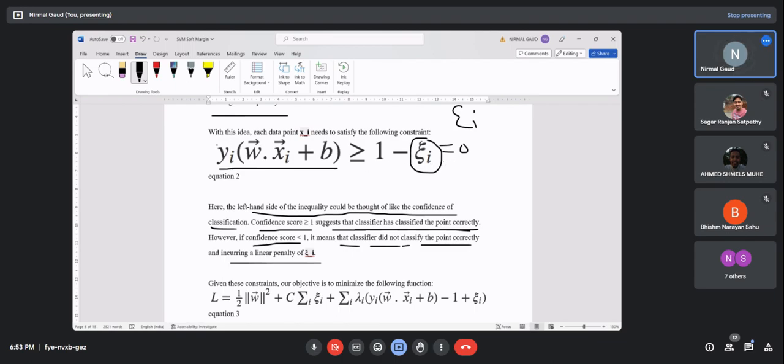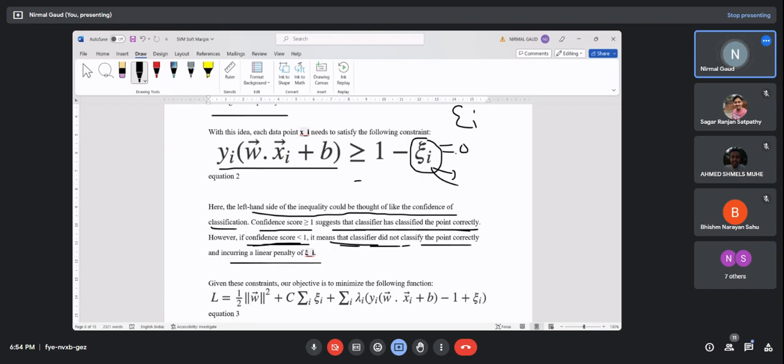Obviously, if the value I obtain from here is greater than or equal to 1, that means you have correctly classified. But if you have errors, and they are more, the value becomes negative, and the inequality changes its sign. If the confidence score is less than 1, then you are performing misclassification and the penalty is more.